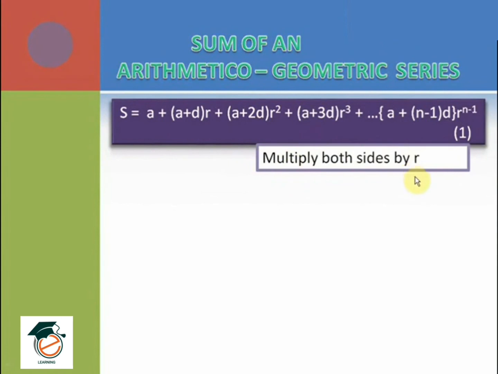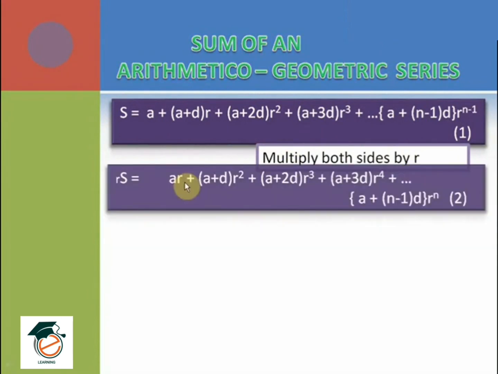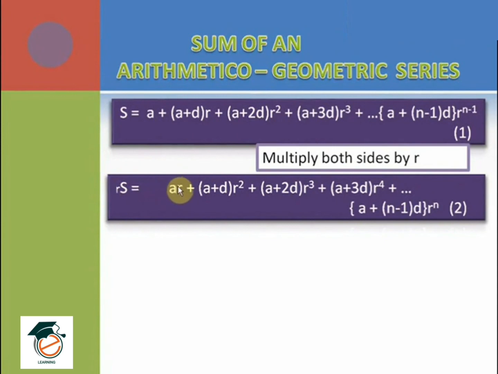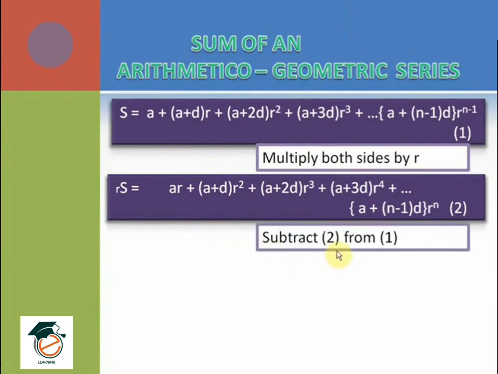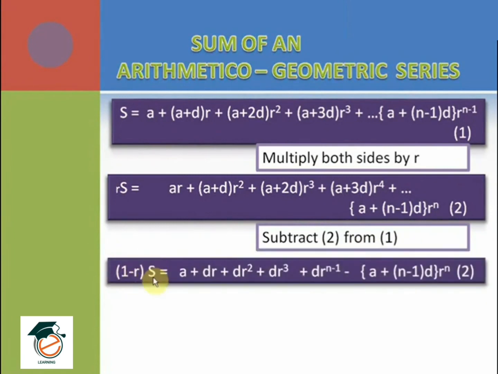Next, we multiply both sides of this equation by R, and what we get? RS is equal to AR plus (A plus D) into R square plus (A plus 2D) into R cube plus (A plus 3D) into R to the power of 4 and so on up to (A plus (n minus 1) into D) into R to the power of n. Let us say that this is equation number 2. We have written this in such a manner that the terms coincide with each other, and so on. Now we subtract equation number 2 from 1. What we get? We get (1 minus R) into S in the LHS, and in the RHS what we get?